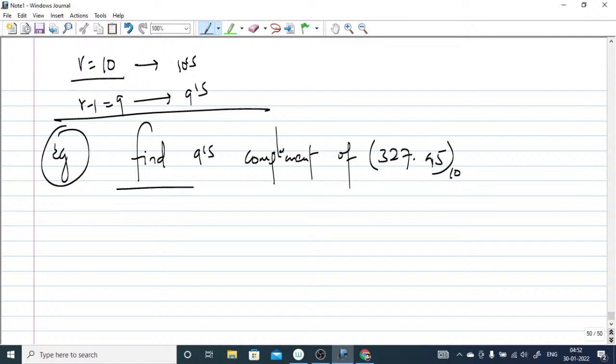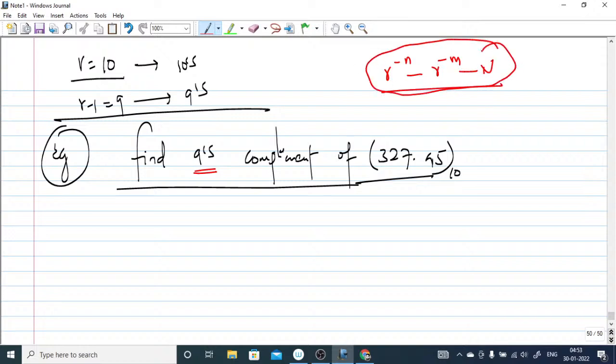So let us take the method directly. Method 1 is very complicated: finding the nines complement using the formula I told you, R to the power n minus R to the power minus m minus the number N. This is very complicated.